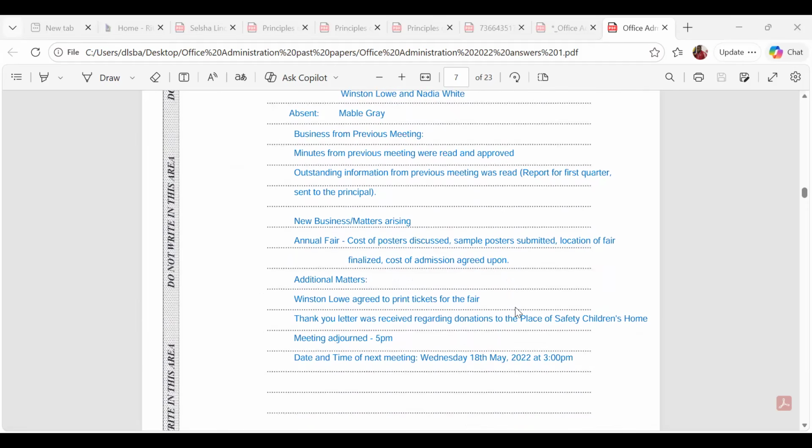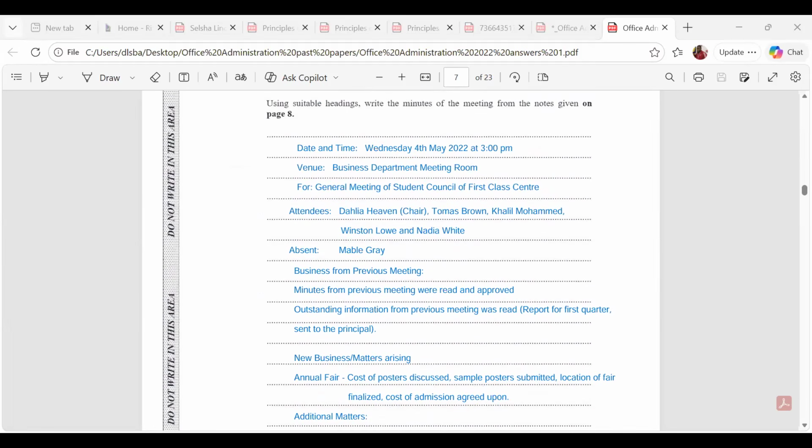Winston Lowe agreed to print the tickets. Thank you letter received. The cost of the posters were discussed. The sample posters submitted. Location finalized. Cost agreed upon. And then what time the meeting was adjourned, and the date and time of the next meeting.